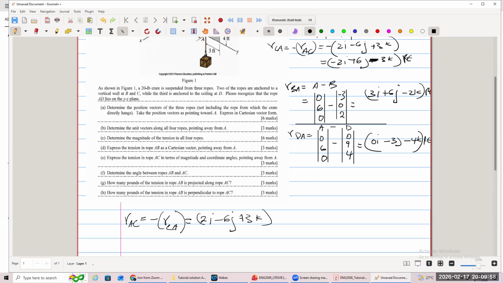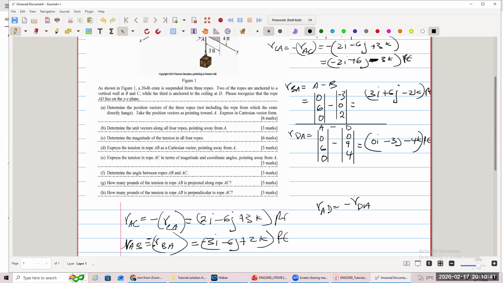And similarly, the other one, AB, is going to be equal to RBA minus 2 multiplied by it. So you're going to get 3i minus 6j plus 2k. Right? And the last one, AD, is equal to minus RBA.